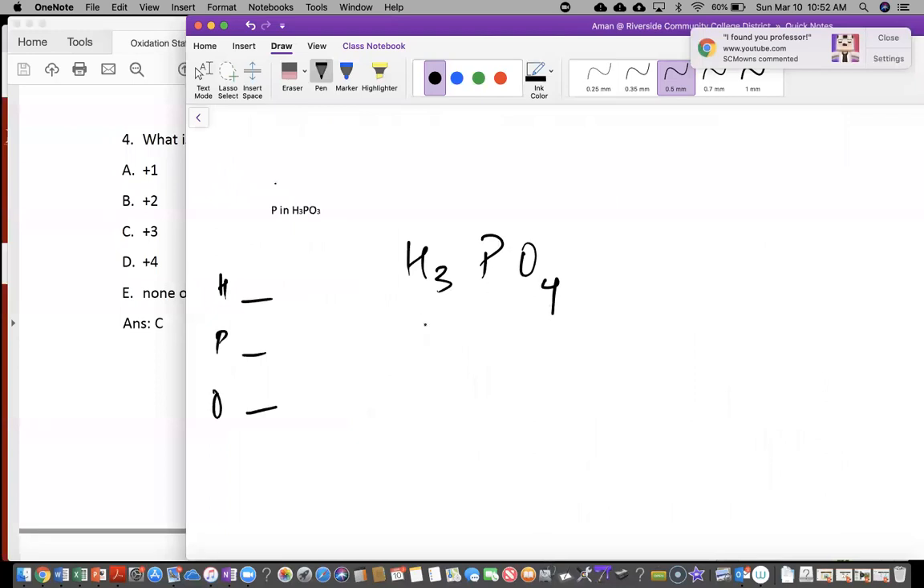Where should we start? We'll split phosphate in half, right? Right. You can separate out your H and PO4. That's one way to do it, or you can individually work on the elements. Let me give you one example first. If you have, let's say, CO3 2-, let's do this one first. Can you get the charge of C and O?